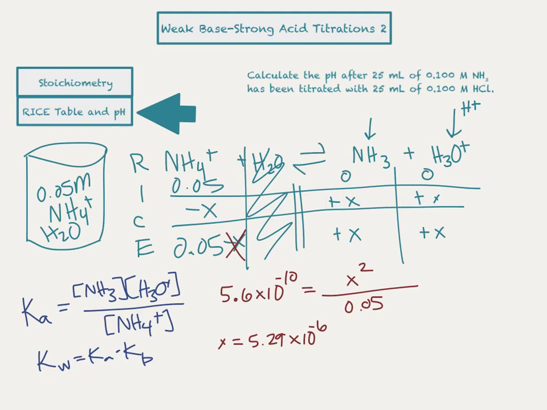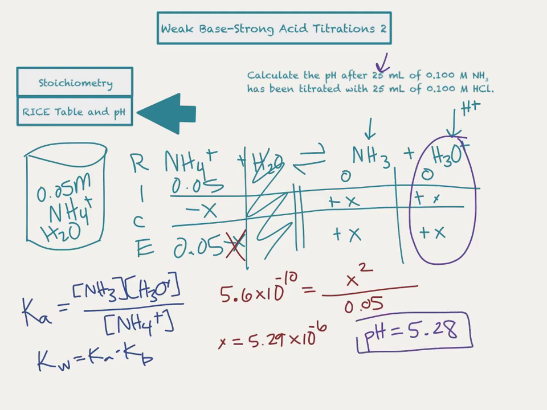And then all you have to do is remember what pH actually means. In this problem, we just need to take the negative log of our x value. So we'll hit the negative log button, take the negative log of that answer, realize that we need to have 2 sig figs in our answer. 5.28 will be our final pH.